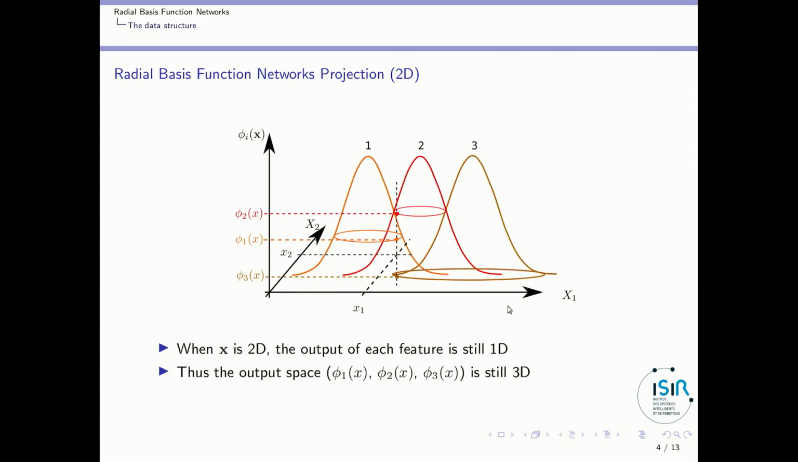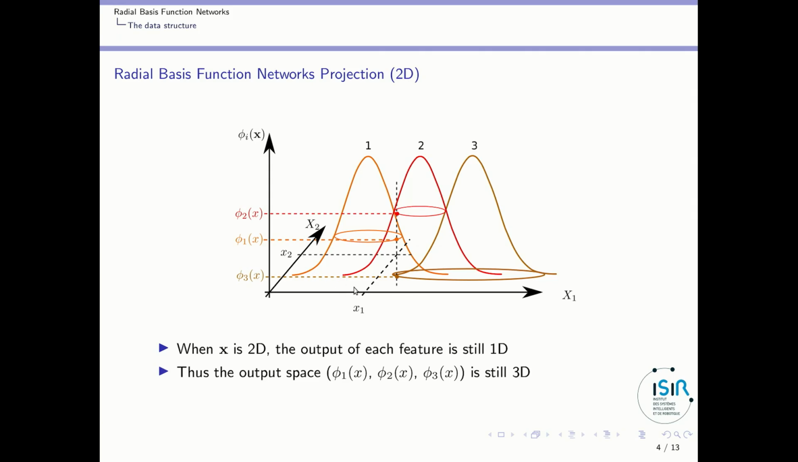Now if x is two-dimensional, as is the case here, so x is defined by x1 and x2, then you get your x here, and you have to imagine that those Gaussians are just projected into that plane. So if you take that particular value x, you will get the value of phi1 here, the value of phi2 here, and the value of phi3 here. That's a simple example.